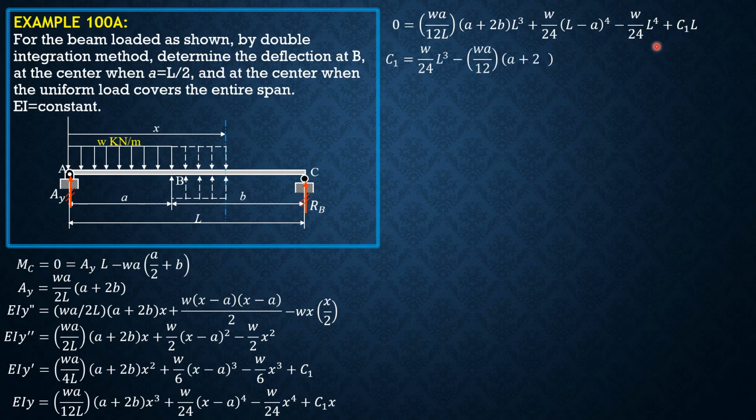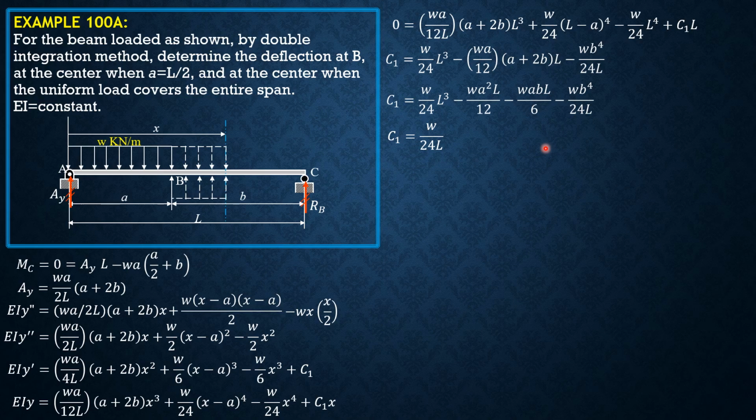Then minus WA over 12, quantity A plus 2B, L, because this is supposedly L squared; L cubed over L squared is just L. Then this one divided by L, W over 24L. Take note that L minus A is B, so that's why I replace it with B to the fourth. So that's the value of C sub 1. There's no need to simplify because we cannot combine like terms anymore. So C sub 1 is W over 24 L cubed minus WA squared L over 12 minus WABL over 6, and minus WB to the fourth over 24L. So that is C sub 1.